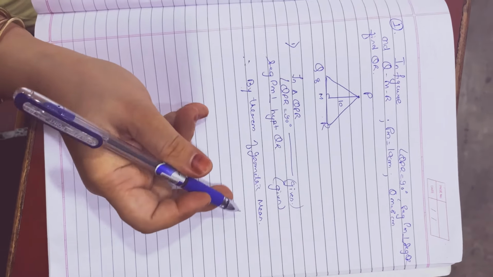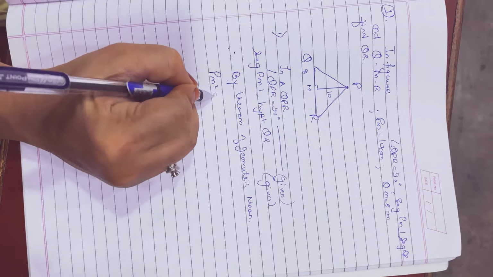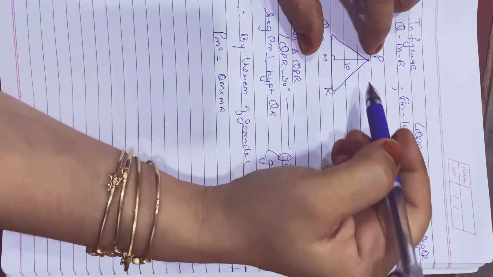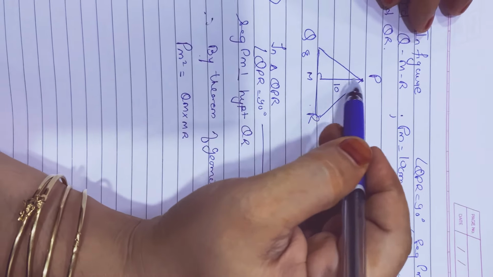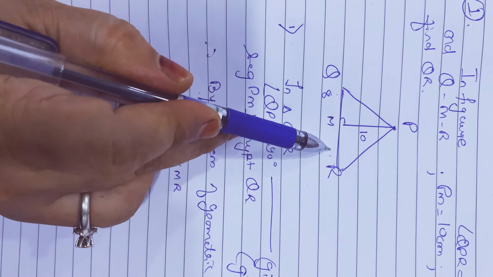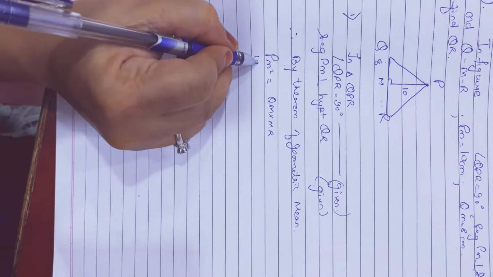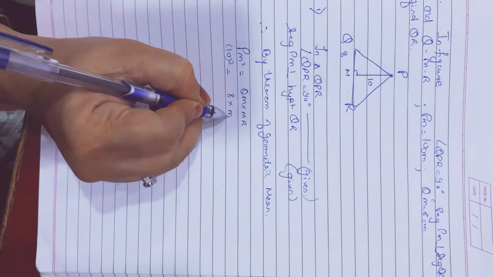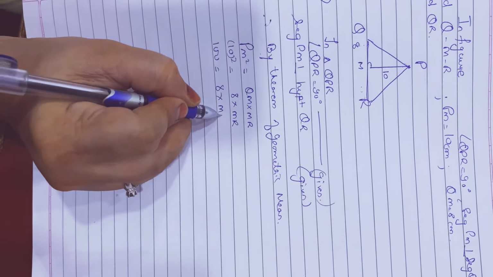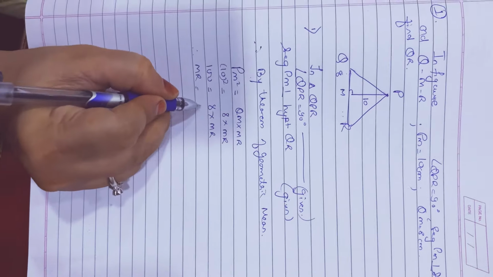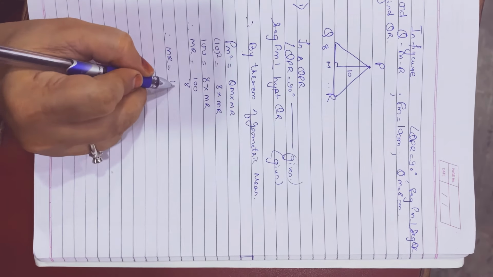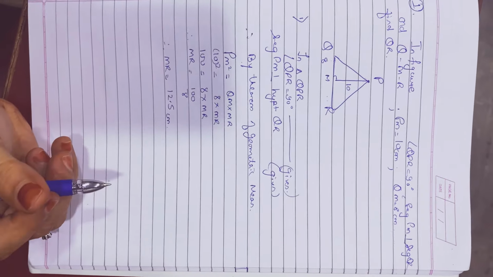So, by the theorem of geometric mean, PM square is equal to QM multiplied by MR. PM square is 10 square, QM is 8 and MR we don't know. 10 tens are 100, equal to 8 into MR. Therefore, MR is equal to 100 upon 8. The value of MR after division is 12.5 centimeters.